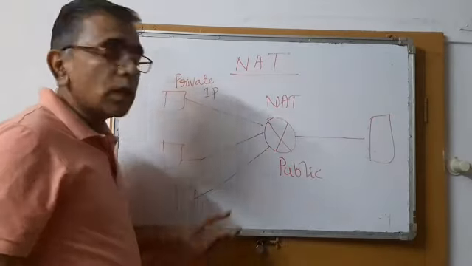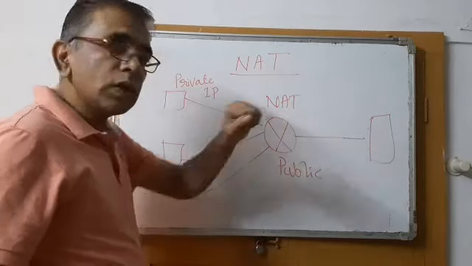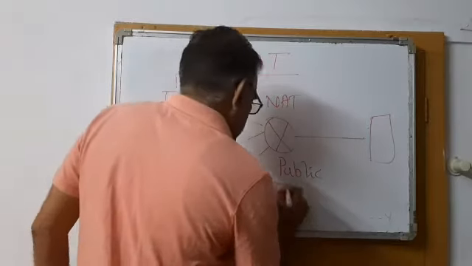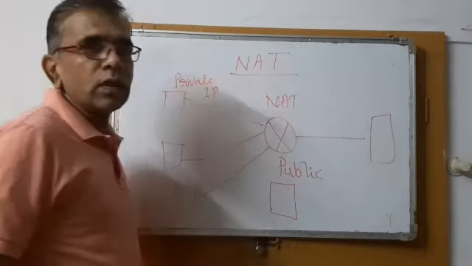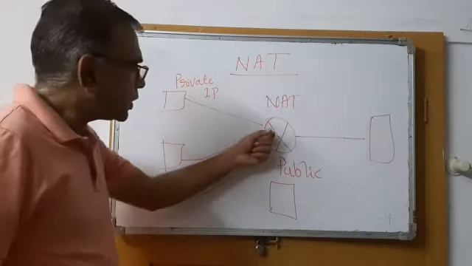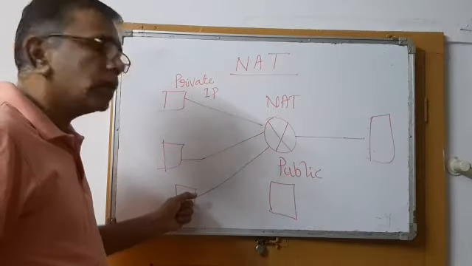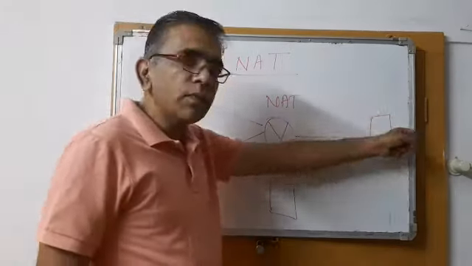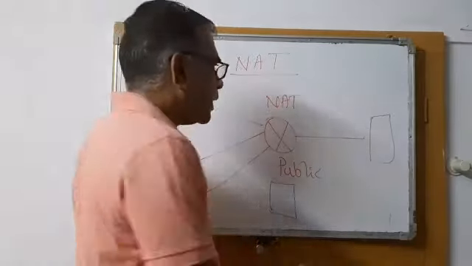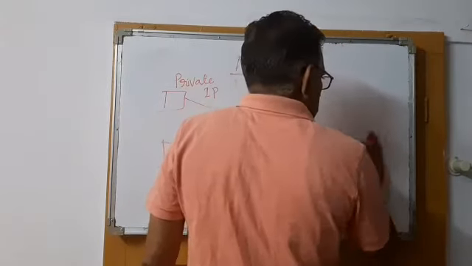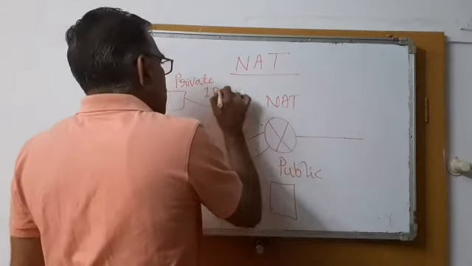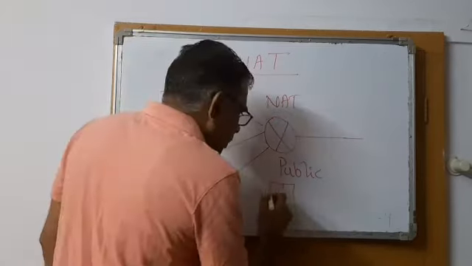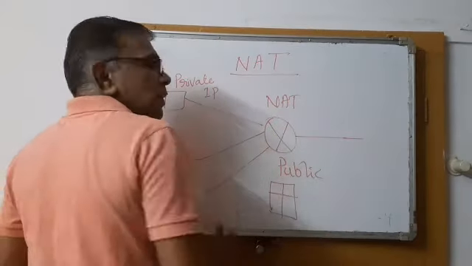The question arises, how are you going to identify all 100 machines using one public IP? What they do is, they maintain one table inside this gateway router, with the help of which they identify these machines which are trying to communicate with other devices. For that, what they use is the port addresses of the transport layer. So that comes into the picture to identify these devices.